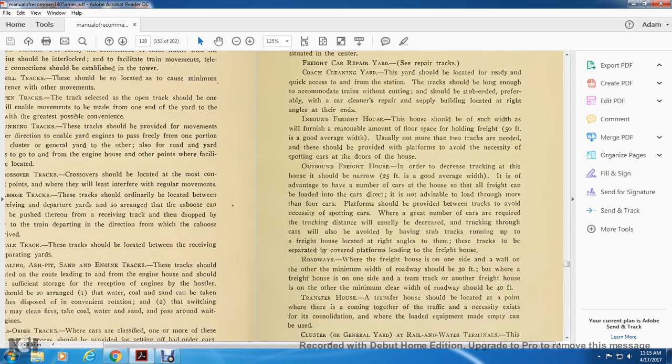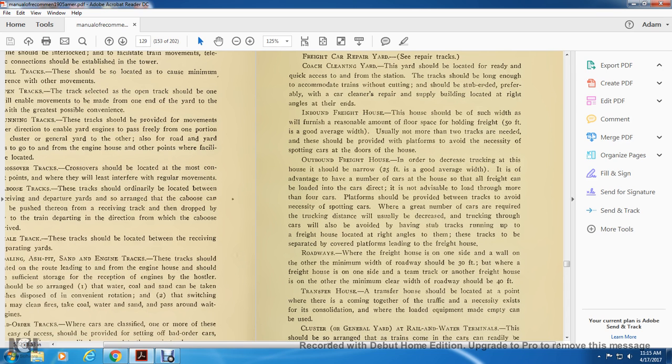Inbound freight house. The house should be made at such width that it should furnish a reasonable amount of floor space for the holding of the freight. 50 foot is a good average width. Usually not more than 2 tracks are needed, but these should be provided with platforms to avoid the necessity of the spotting of the cars at the doors of the house. Outbound freight. In order to decrease the trucking, the house should be nearer 20 feet with a good average width.